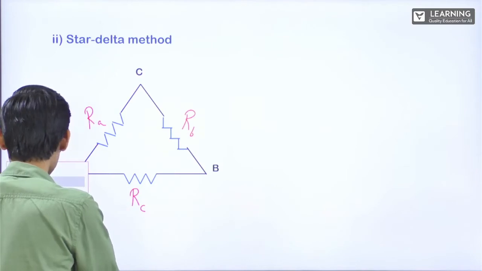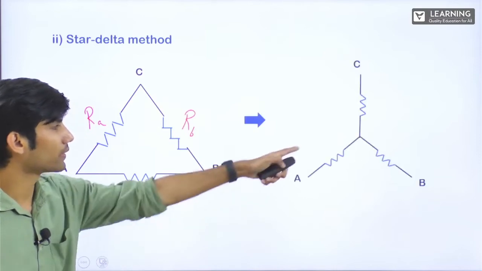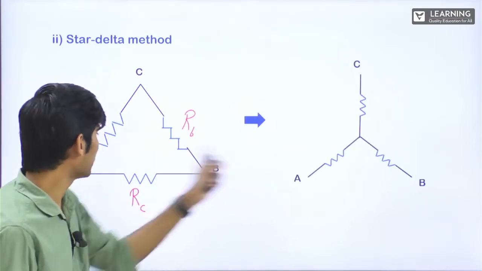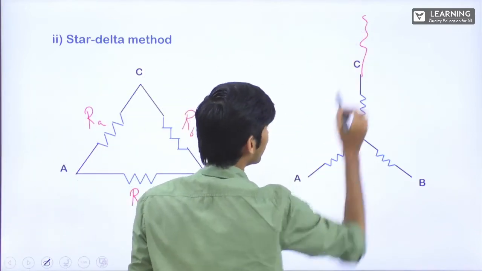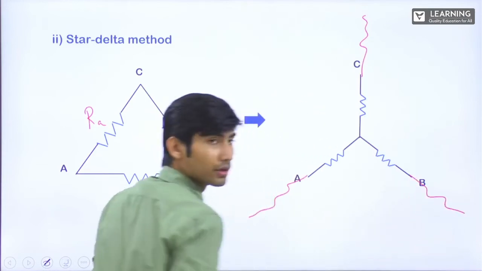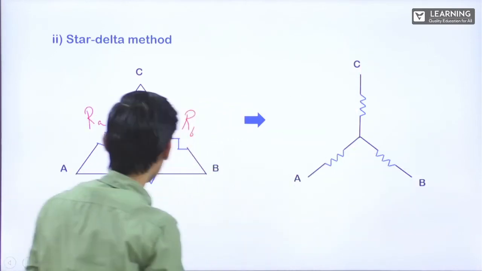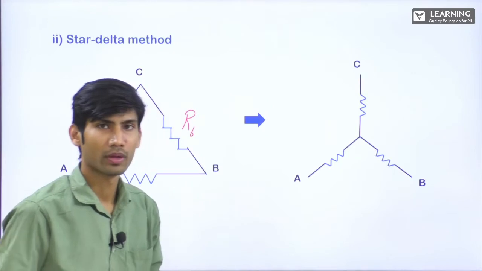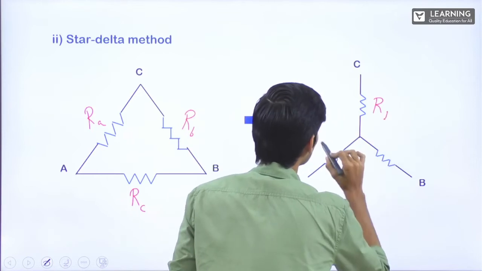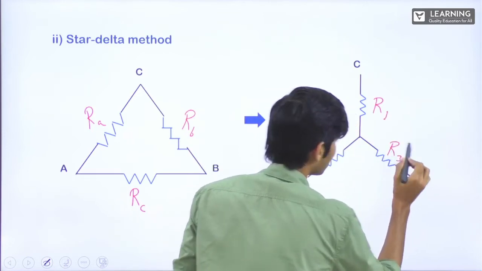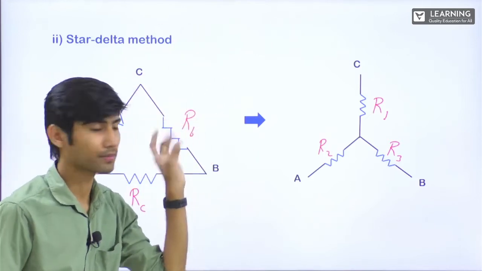We can convert this circuit into star form. Okay, star form means like this. The points are same. A will be here only, B will be there only, C will be there only. Whatever circuit is connected like this, it will be same. Only this delta will be converted into star. Now, if this delta is converted to star, let's say these resistances are R1, R2, and R3. Fine. Do not remember the formula, understand the concept.